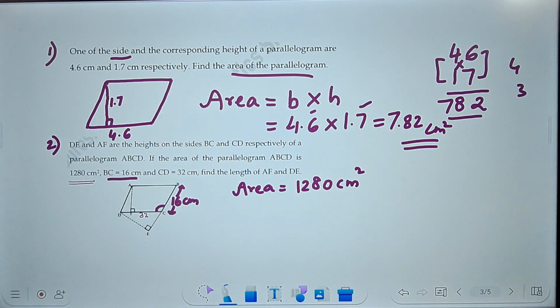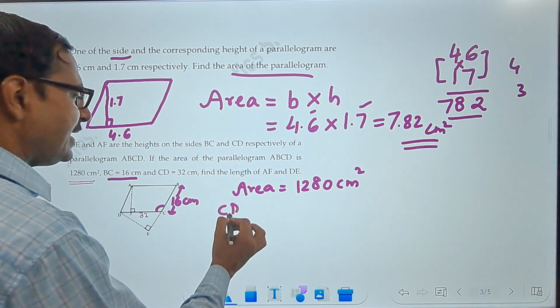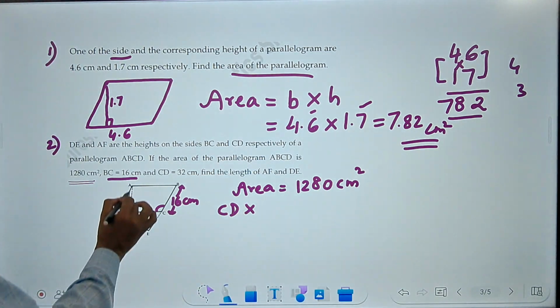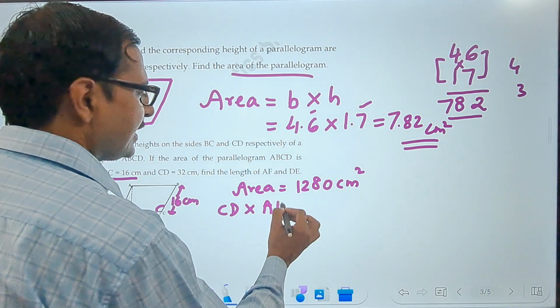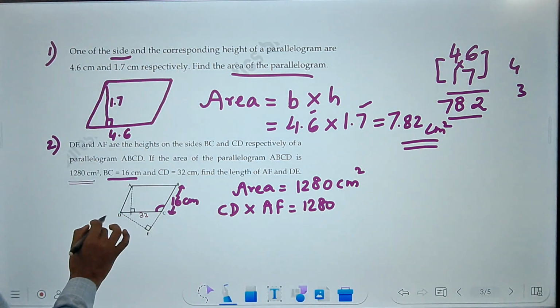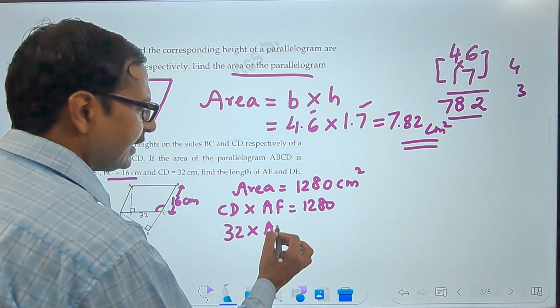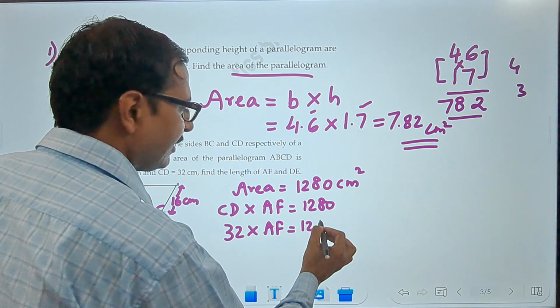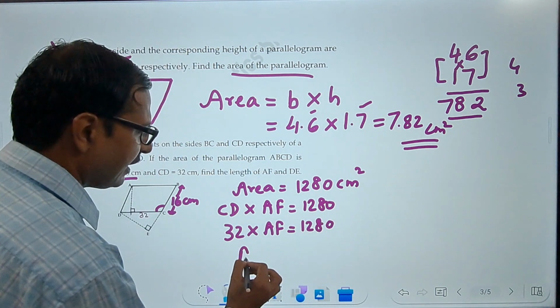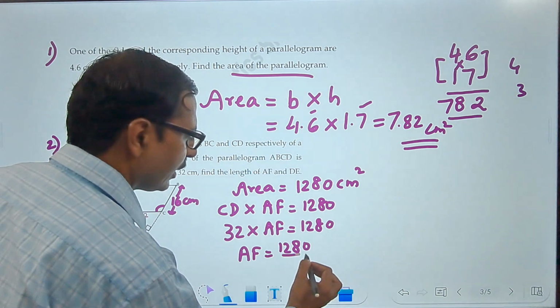So we will do it in 2 steps. First of all, I will consider that the base is CD. Area means the base CD into the corresponding altitude AF. That is given as 1280. Now in this figure, CD is given as 32. So let's write 32 in place of CD. And therefore you have only one variable in the question, which is AF. The length of AF will be 1280 upon 32.